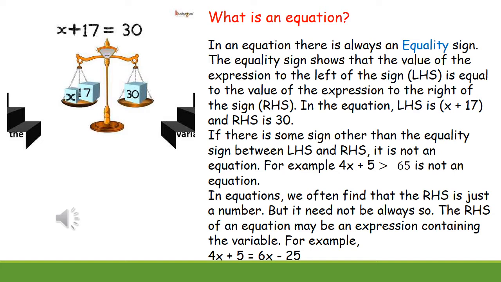In equations, we often find that the RHS is just a number, as shown in the first equation, x plus 17 is equal to 30. But it need not always be so. The RHS of an equation may be an expression containing the variable. For example, 4x plus 5 is equal to 6x minus 25. So here x is the variable. The variable is present on both sides, LHS and RHS.